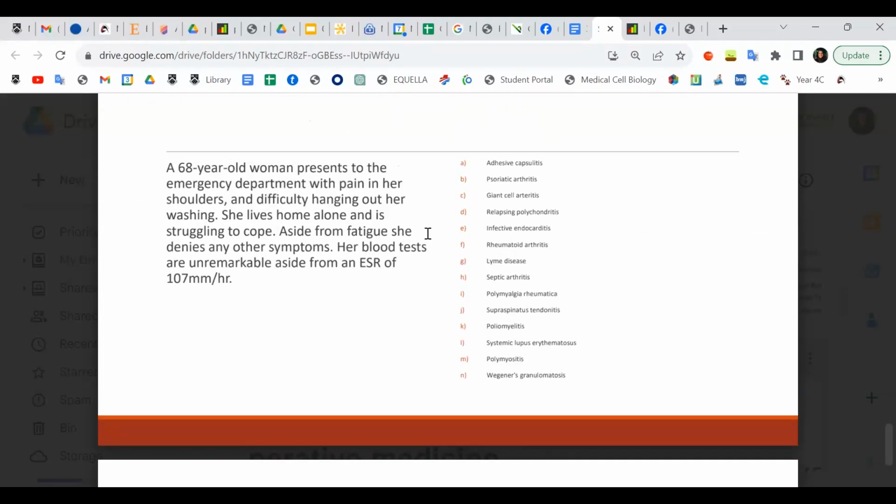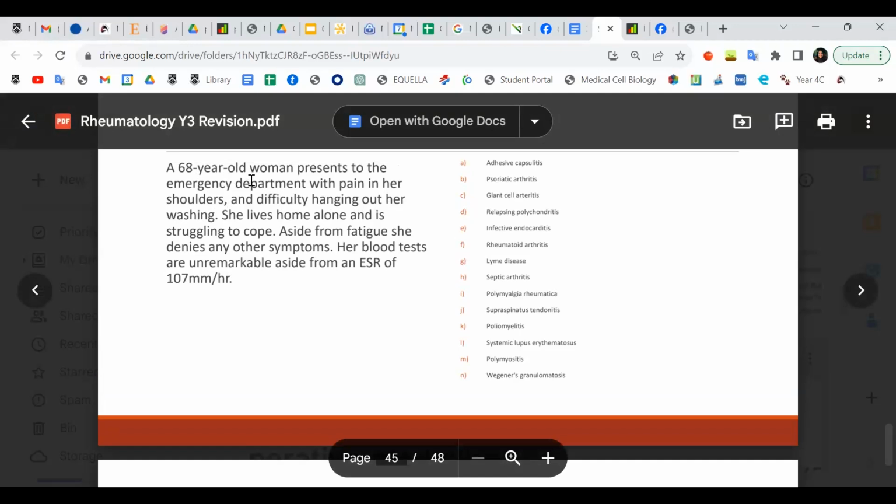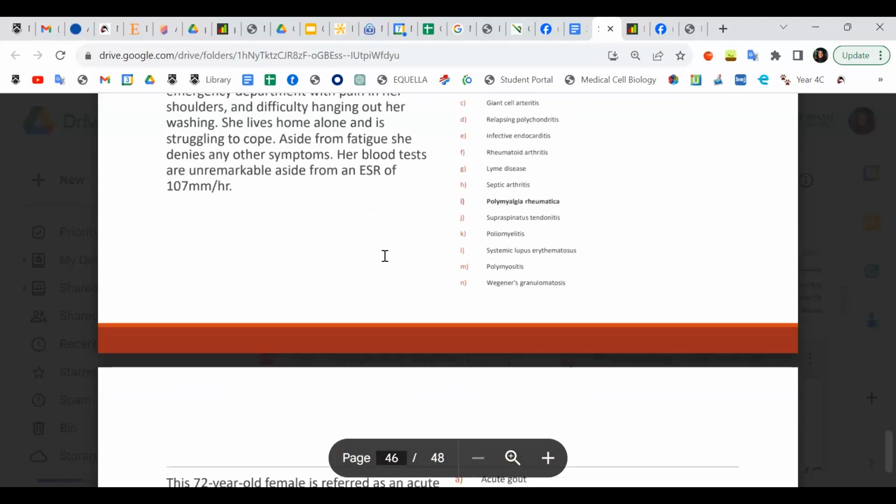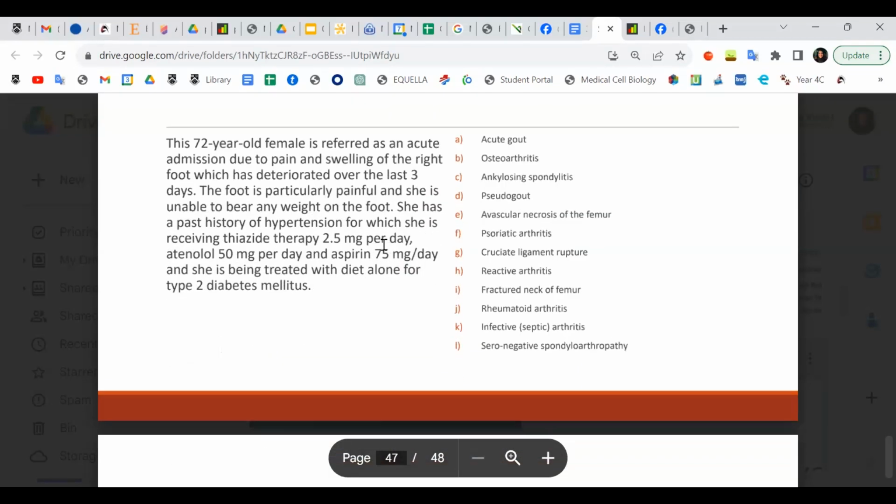Probably the last one, or before last. A 68-year-old woman presents to ED with pain in her shoulders. She has difficulty hanging out her washing. She lives home alone. She struggles to cope. Aside from fatigue, she denies any other symptoms. Her blood tests are unremarkable aside from increased ESR. Yep, PMR. Cool. Next.